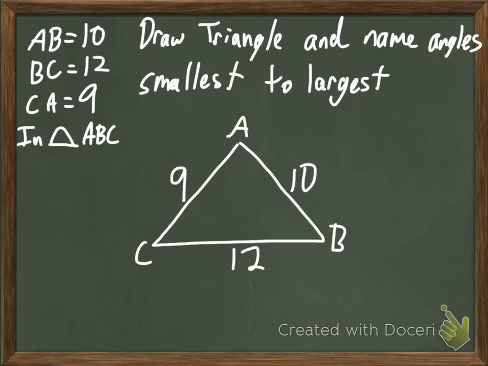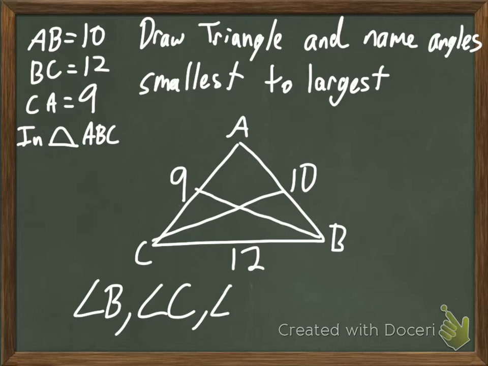Now, if you don't get your picture right, you're going to get your answers wrong. So it's very important that you get your drawings all where they need to be. So the smallest side is 9, and I know that the smallest side is across from the smallest angle. So it looks like angle B is our smallest. The next size up is 10, and that's across from C. So angle C, which leaves angle A as our biggest. So there we go. We drew the triangle and we named our angles smallest to largest.